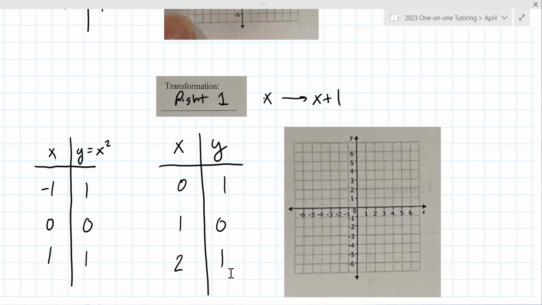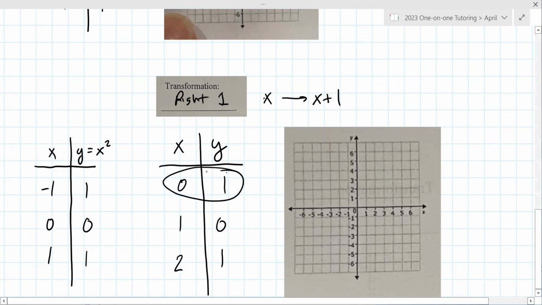Sourish, have you been able to graph these 3 points? Yes, I graphed them already. Okay. Tell me where to put this first point. Tell me how to get there from the origin. Do I go up, down, left, or right? Up. Okay. How about 1, 0? Where is that? To the right. Okay. And how about 2, 1? To the right and then up. All right, you got it.